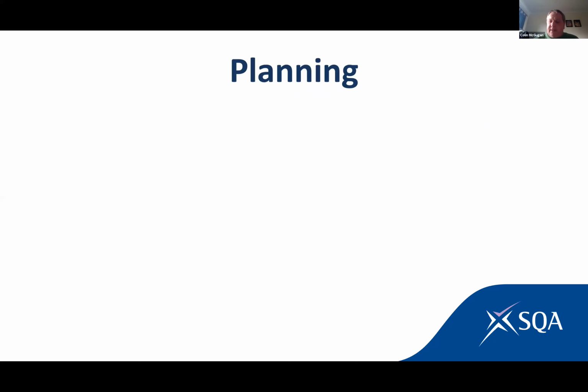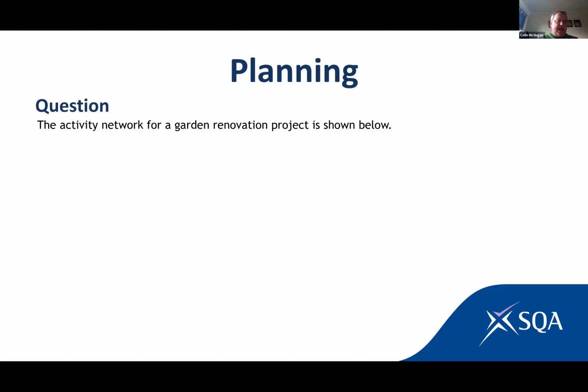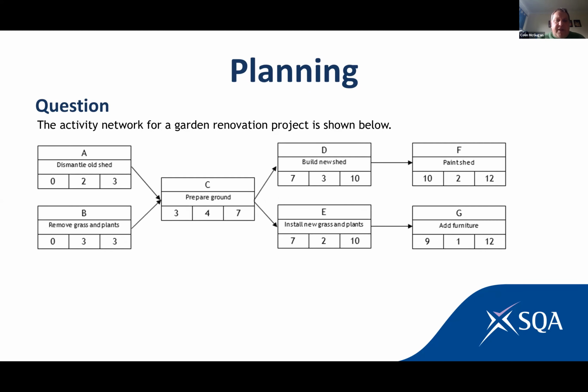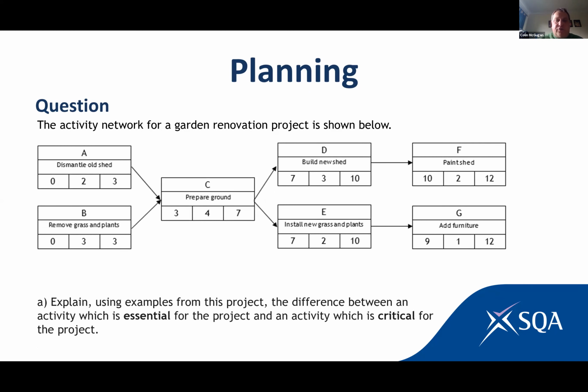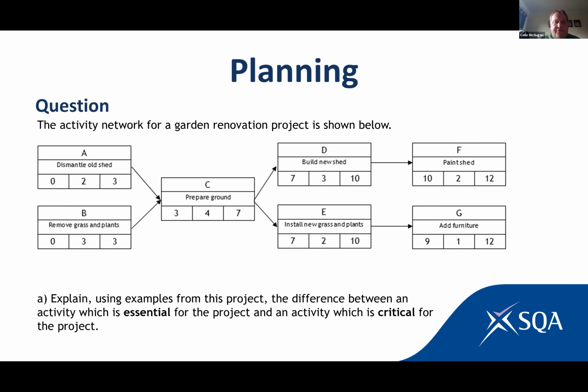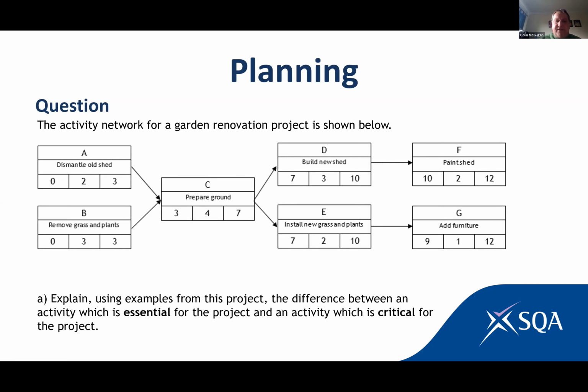So the next question is a planning question. What we're looking at here is a nice wee follow-on from our National 5 Applications, where we've got the precedence tables and the candidates have to fill in what are called PERT charts. This time they're given the PERT chart already filled in, but with additional information that isn't there at National 5 Applications. The question is: explain, using examples from this project, the difference between an activity which is essential for the project and an activity which is critical for the project.